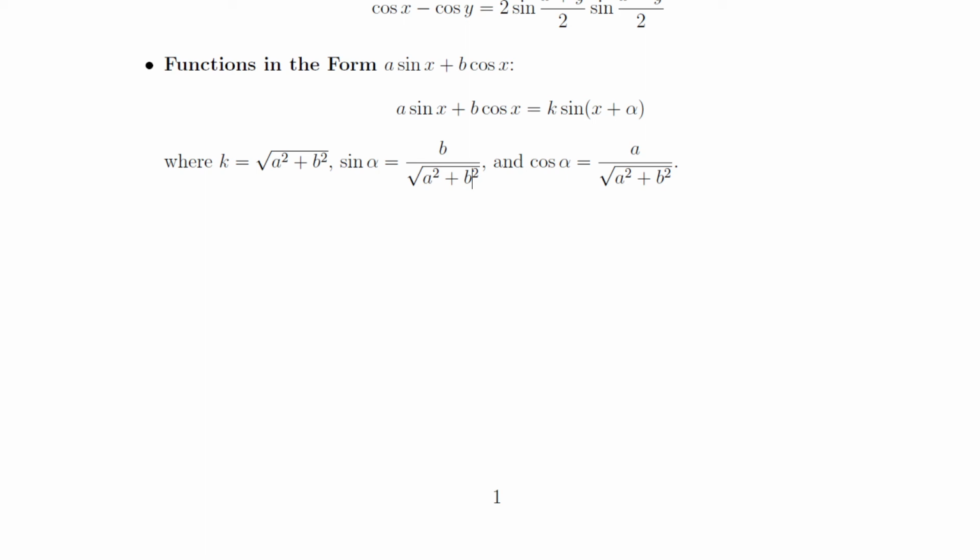Let me pull this up. So our k is going to be the square root of a squared plus b squared. So k is going to be the square root of the square root of 3 squared plus negative 1 squared. So this is the same thing. It's equal to the square root of 3 plus 1, which is equal to the square root of 4, which is equal to 2. Okay, so there is our k value.